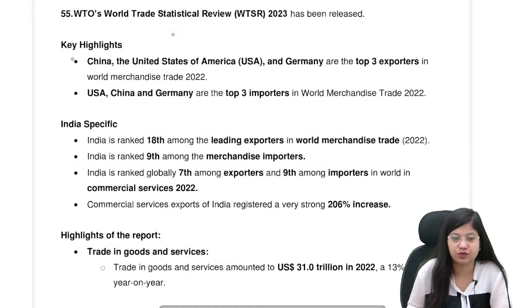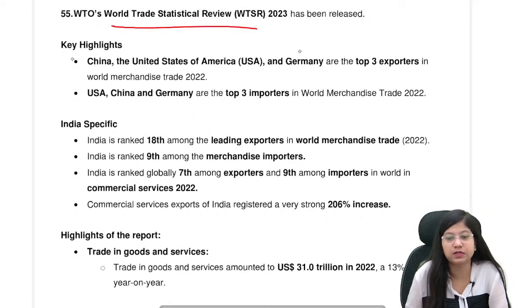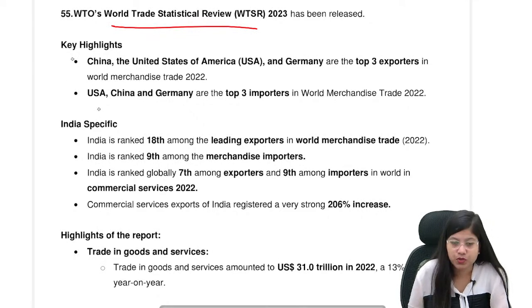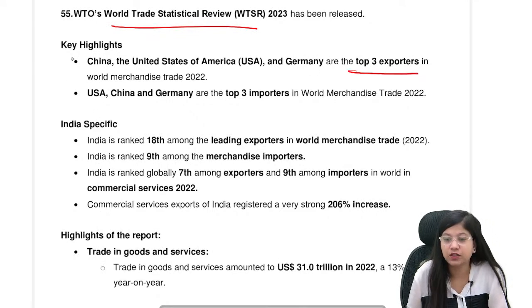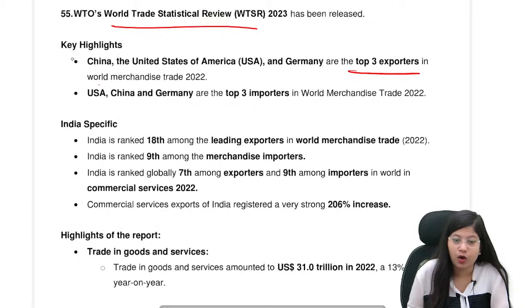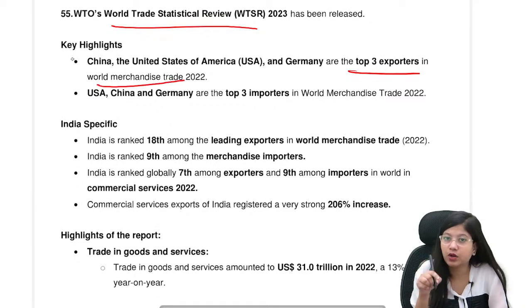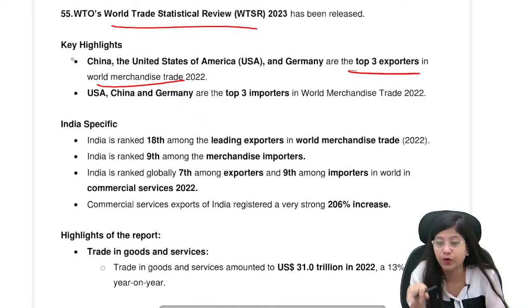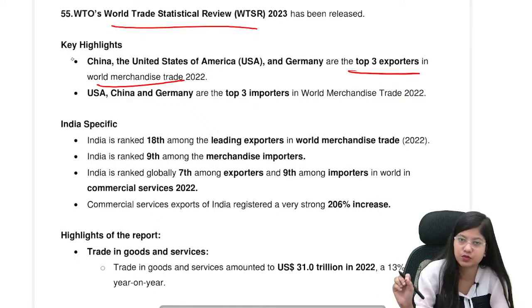Let's move to the next report. World Trade Statistical Review of the World Trade Organization. What does this report say? China, US, Germany are the top 3 exporters of the merchandise. Do remember, we are talking about the merchandise only. We are not including these services. So this is not the overall trade. This is only the merchandise trade.